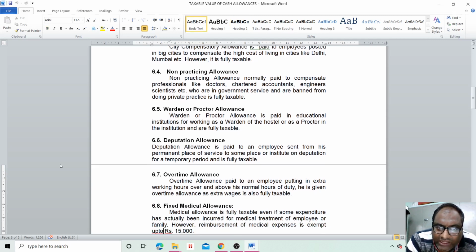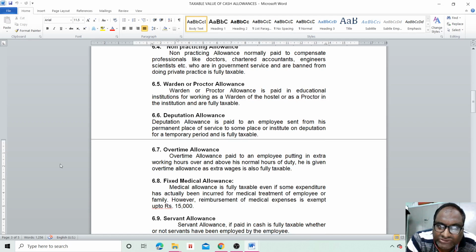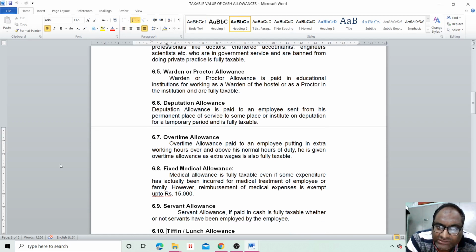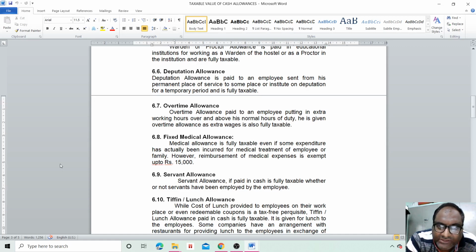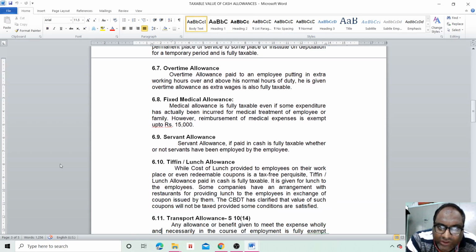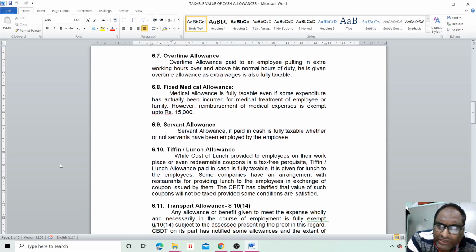Warden or proctor allowances are paid in education institutions for working as warden of the hostel or as a proctor in the institution, and are fully taxable. Deputation allowance is paid to an employee sent from his department to some place or institution on deputation for a temporary period and is fully taxable. Overtime allowance is paid to an employee putting in extra working hours over and above his normal hours of duty. It is given as extra wages and is also fully taxable.